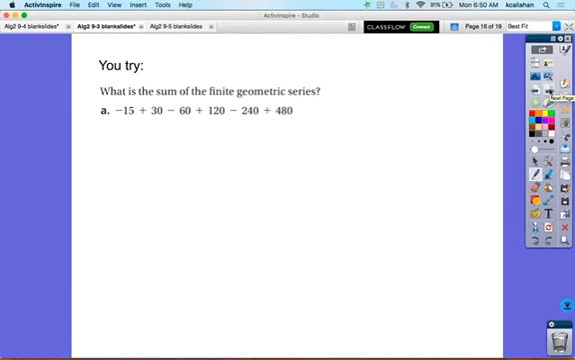So try to do this one in the same way. And this one, at least you know how many terms. In fact, it's so few terms, you could just put it in the calculator and add them up. But try to use the formula to find the sum.